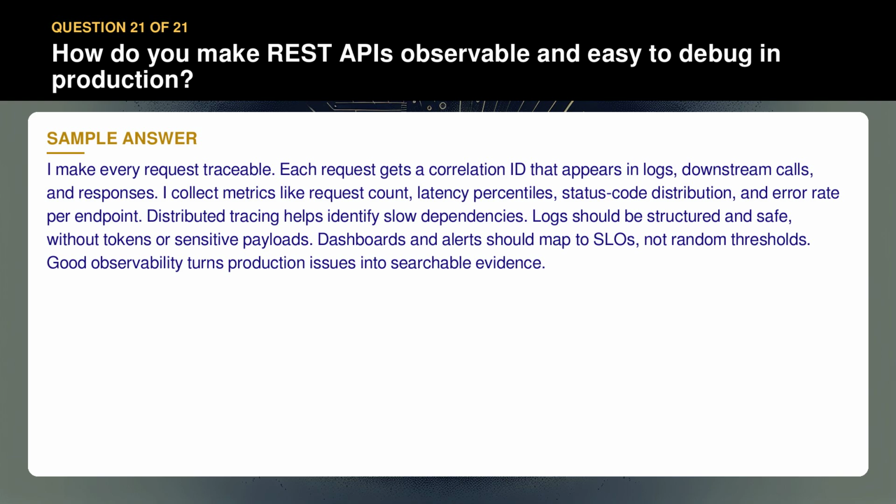I collect metrics like request count, latency percentiles, status code distribution, and error rate per endpoint. Distributed tracing helps identify slow dependencies. Logs should be structured and safe, without tokens or sensitive payloads. Dashboards and alerts should map to SLOs, not random thresholds. Good observability turns production issues into searchable evidence.